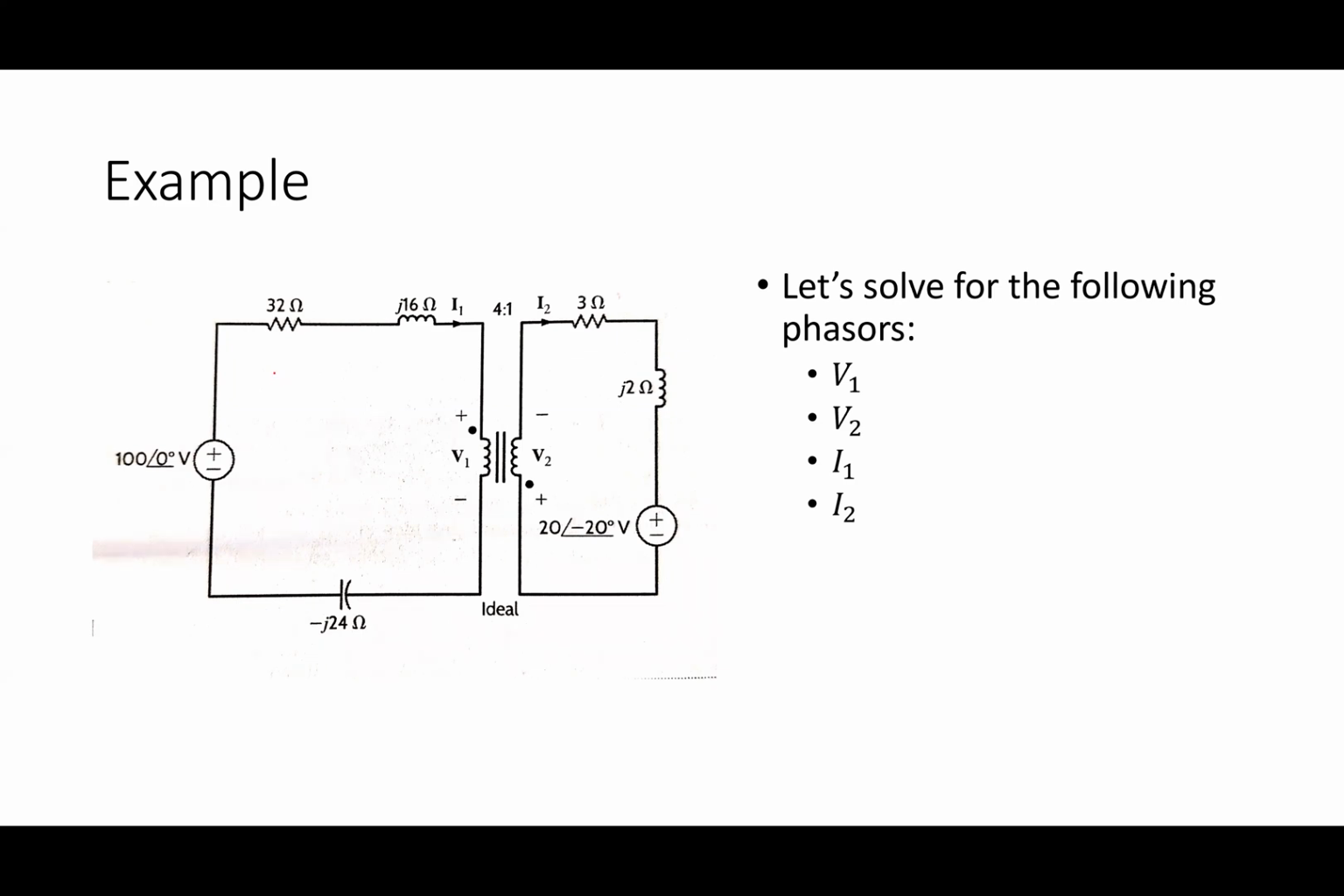What I'm going to say is I got a mesh current over here, I1, and I got a mesh current over here, I2, like that. And what I'm going to do is solve those 2 things and use my relationships for the voltages and the currents. Okay.